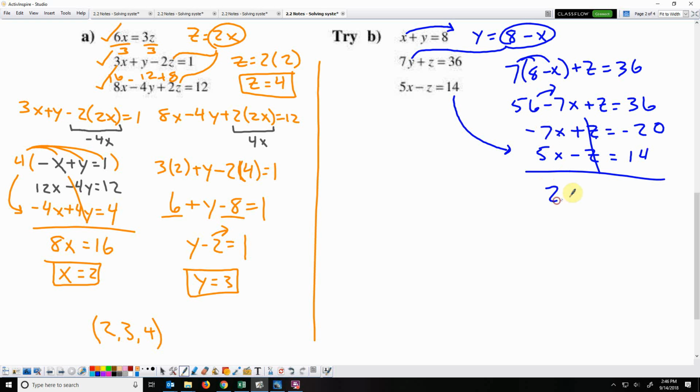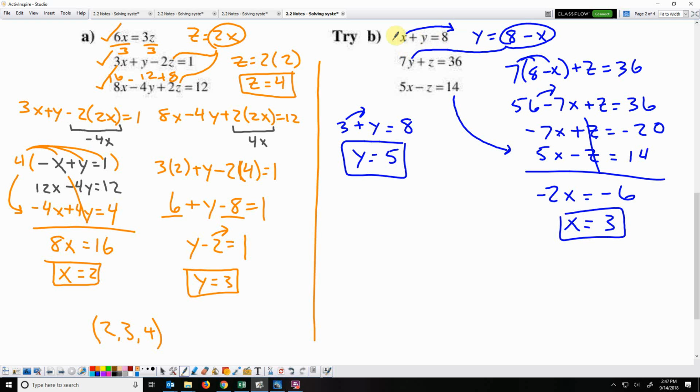Negative 7 plus 5 is 2. Negative 20 plus 14 is negative 6. That should be negative 2 and negative 6. Divide by negative 2, and I get x equals 3. I've got my first variable. It would be easiest to plug that into the top equation. 3 plus y equals 8. Subtract that 3, y equals 5.